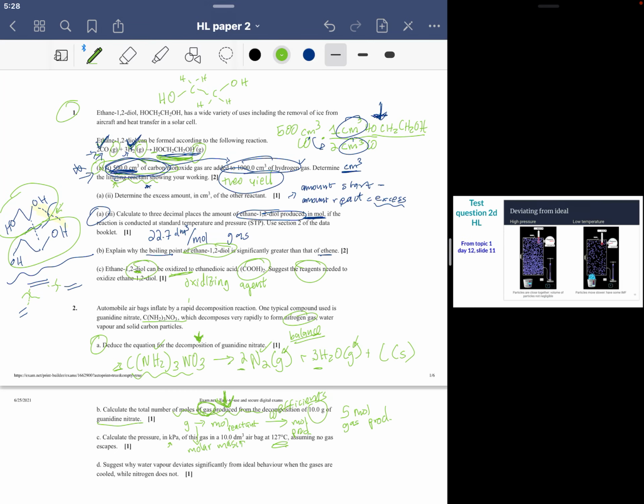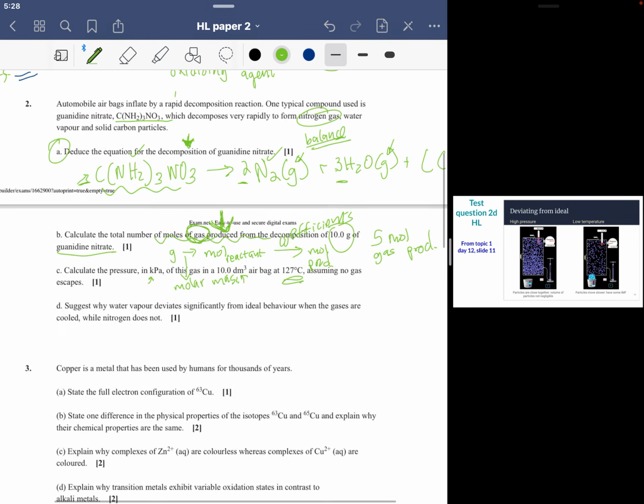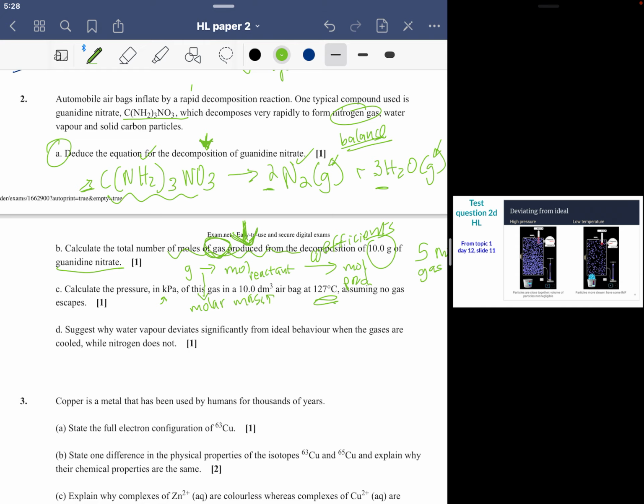D. People struggled a little bit with D. I was a little surprised by that. But I guess we'd only gone over it once in class. So in D, why does water deviate from ideal behavior when the gases are cooled? So if you look to the right of your screen under low temperature, notice that gases deviate from ideal laws at low temperature when they have some IMF.